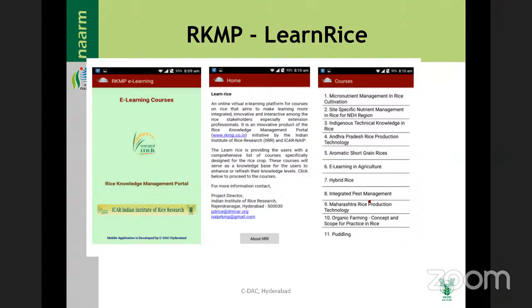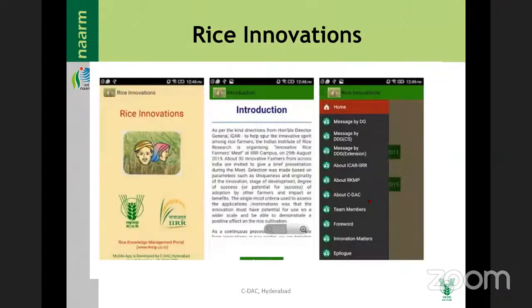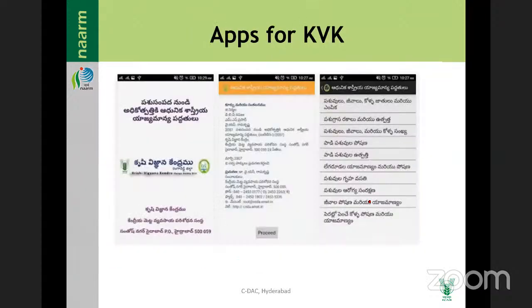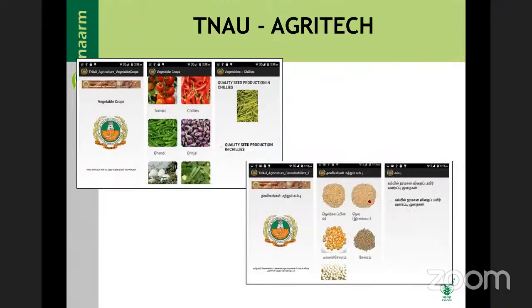So SRI, system of rice intensification. So the SRI method, they started in 2003 or 2004 itself. They started the system of rice. So that information, hybrid rice seed production, all this information is there. KVK apps for KVKs. So a number of KVK apps, CDAC Hyderabad developed.